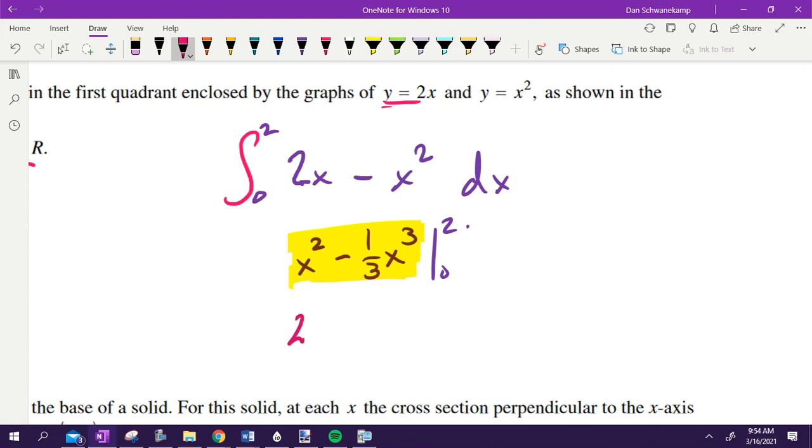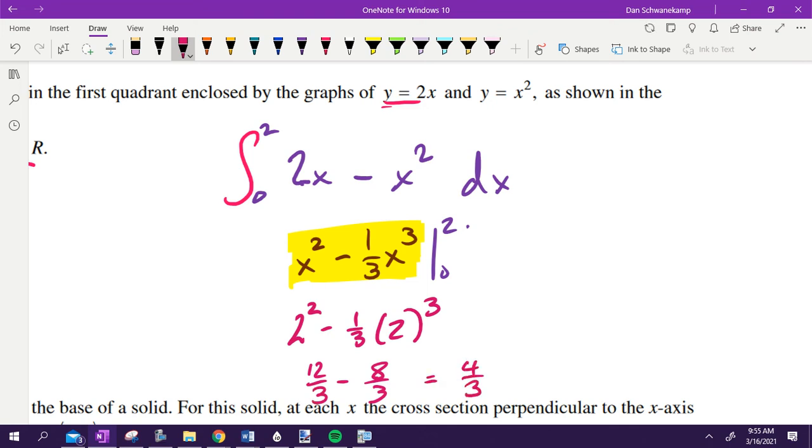I plugged in 2. The good news, what happens when I plug in 0? I get 0. Boom, that's my answer. All I have to do is get that right there. If we could simplify, it would get me 4 minus 8 thirds. At 4 minus 8 thirds, that's like 12 thirds minus 8 thirds. It gets me 4 thirds. That's my answer.